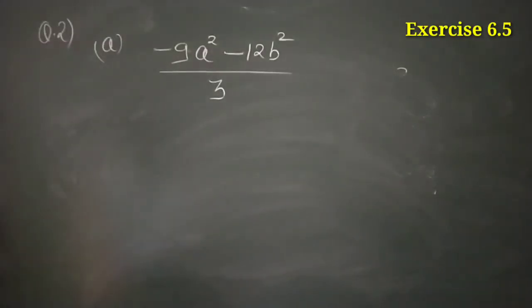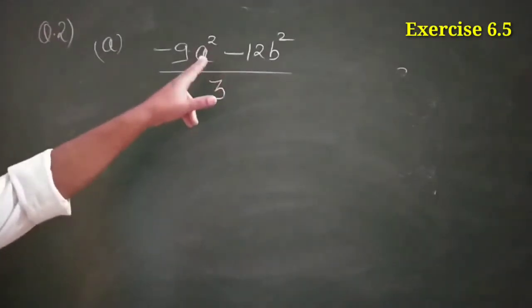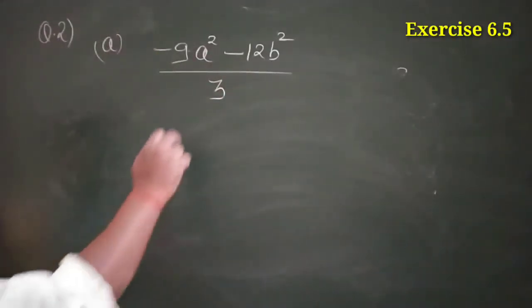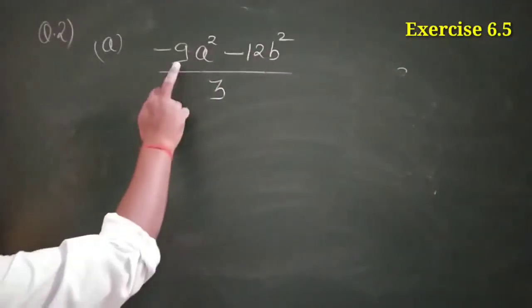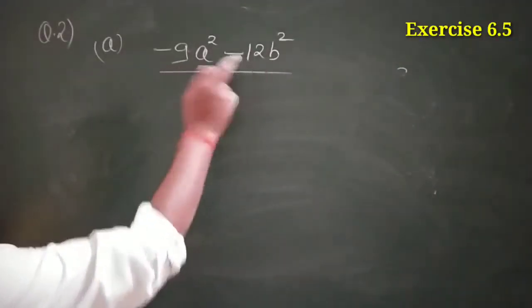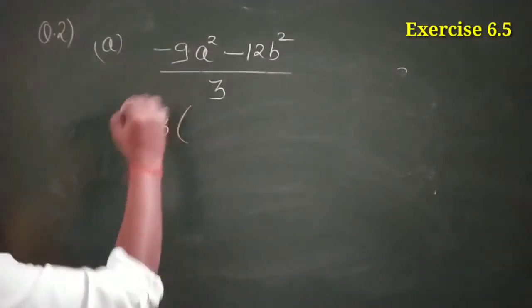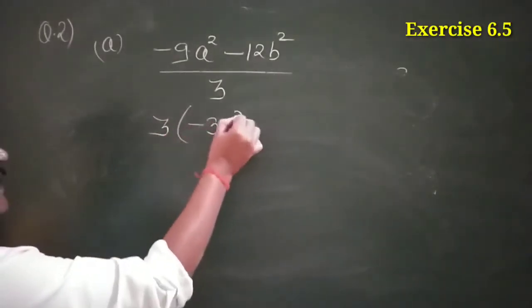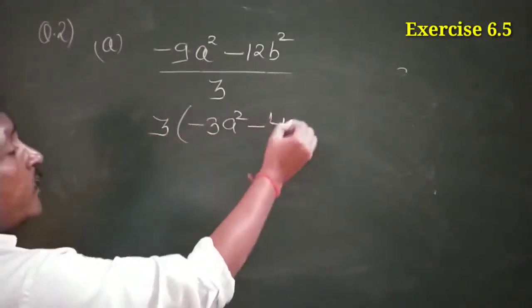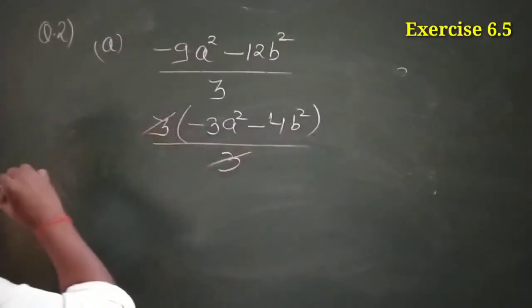Now see question number 2. In this, how to solve it? We have to just take out the common from the numerator. See, in variables nothing is common, but in numbers 9 and 12 both come in the table of 3. Okay? So we will take out 3. So what will be left? Minus 3 a square minus 3 4s are 12 b square upon 3. 3 is cancelled by 3.